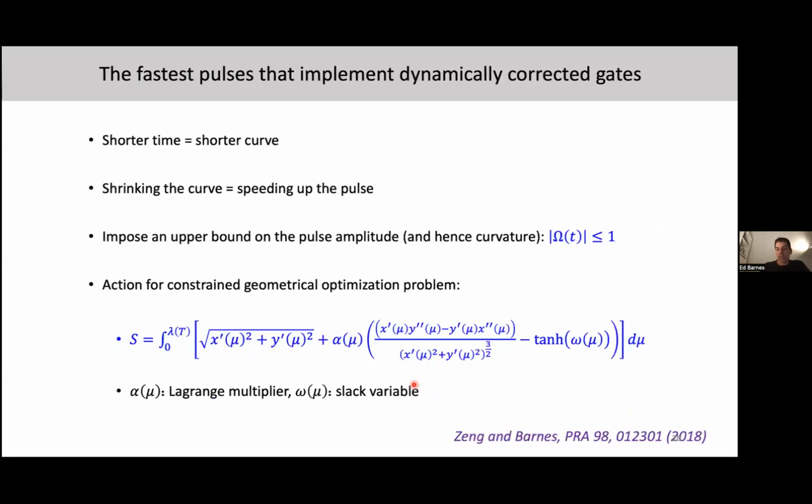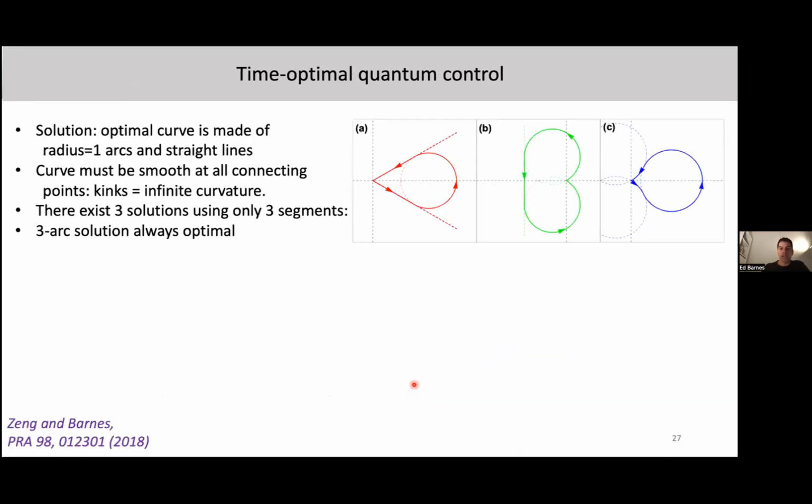Another nice thing about this is that since the length of the curve is the evolution time, by drawing shorter and shorter curves, I'm getting faster and faster pulses that implement the same gate. If I don't put any constraints on the pulse, then I'm just going to end up drawing infinitely small curves, which will correspond to infinite curvature, which in turn means I'm talking about delta functions again. If I want to avoid those unphysical situations, then I can impose a bound on the amplitude, which means I'm imposing a bound on the curvature. And then you can ask, what is the shortest curve that satisfies some bound on the curvature that implements the gate I want to implement? And you can solve that systematically.